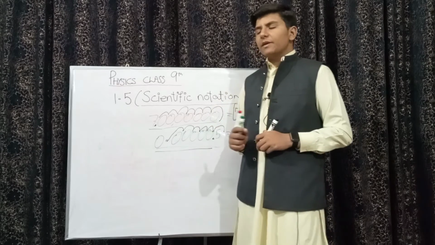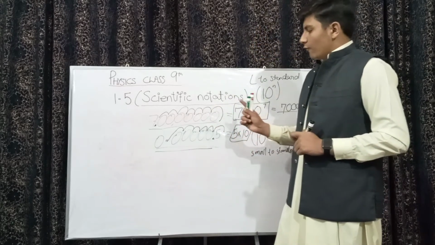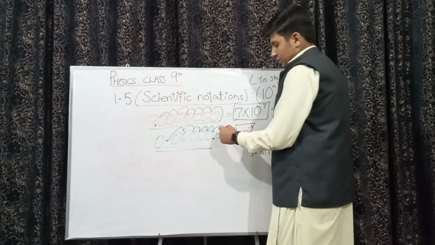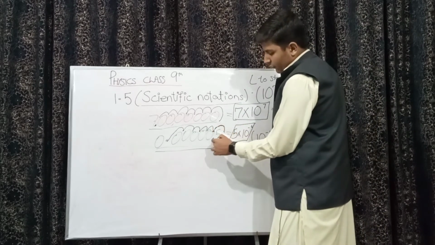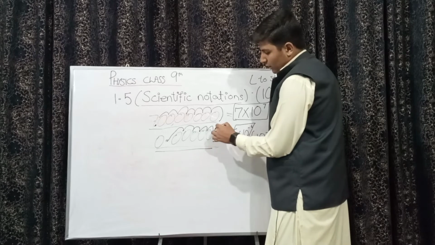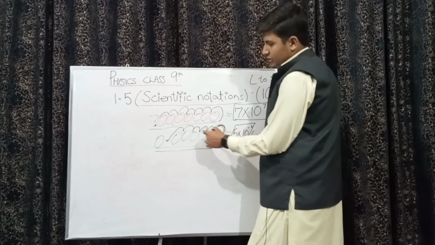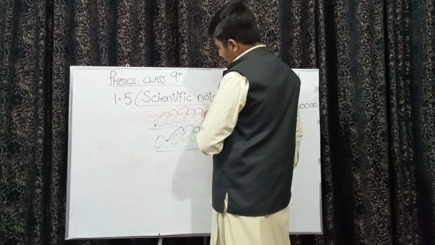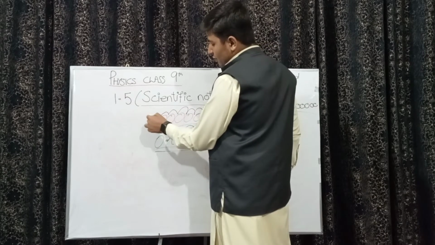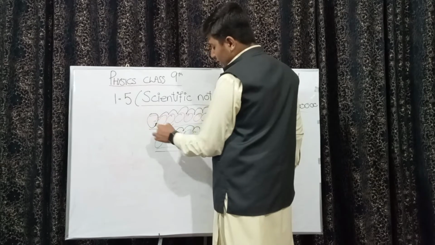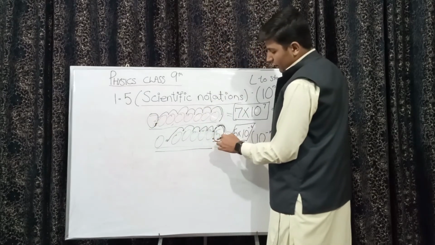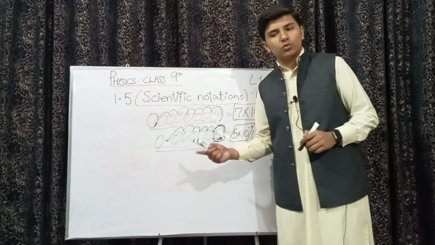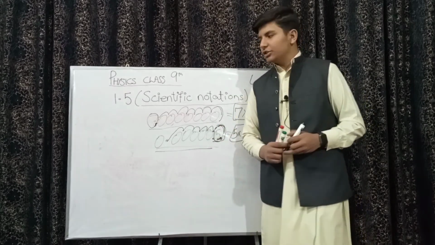So one thing is being used here, that is the first non-zero digit. What is the first non-zero digit? The point will come after the first non-zero digit. And if we are shifting the decimal here, it will come before the first non-zero digit. This is the first non-zero digit, it will come after this. In both cases, the decimal point will be shifted to after the first non-zero digit.